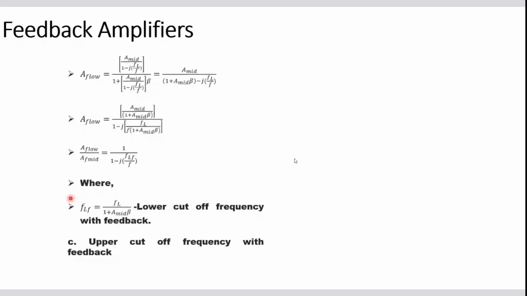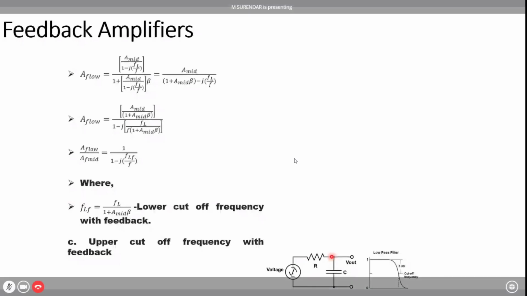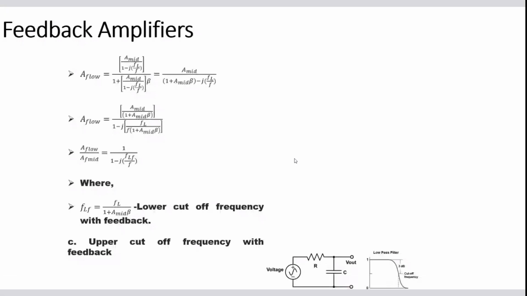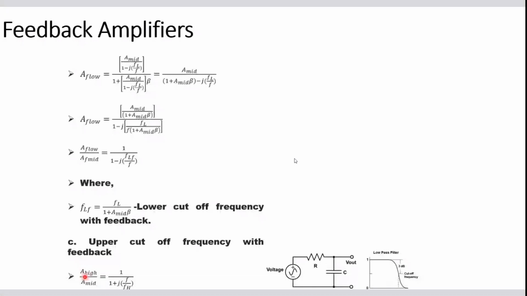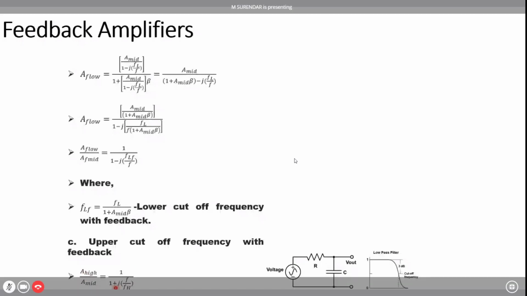The upper cutoff frequency will follow the low pass filter characteristic. We have already seen that. In the low pass filter characteristic, we will be having a capacitor, and we will be tapping the output across the capacitor. So the equation will be the exact opposite of what we have seen in the previous section. The only thing is we will be having A high, the gain at the higher frequency, divided by the gain at the mid-range frequency, equal to 1 divided by 1 plus j into F by FH. In the previous case it was FL by F.